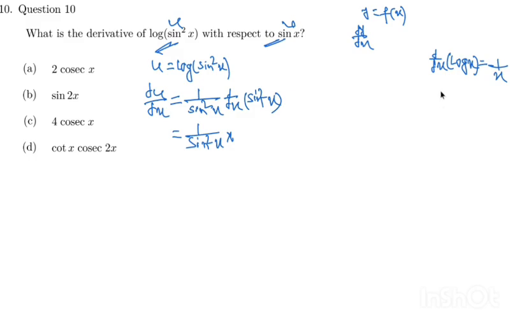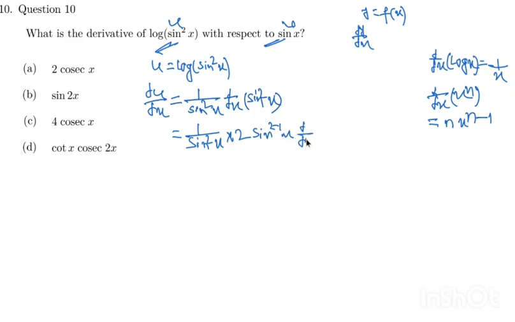Now observe one thing here. In sine square, the power of sine is 2. That means it is similar to x power n. And what is the derivative of x power n? It is equal to n into x power n minus 1. So just apply that. The power is 2, so 2 multiplied by sine power 2 minus 1 x.